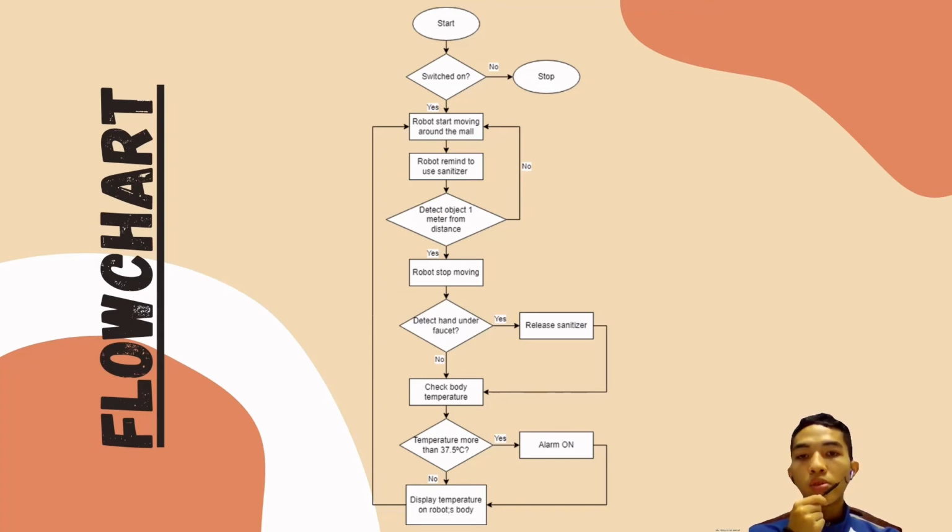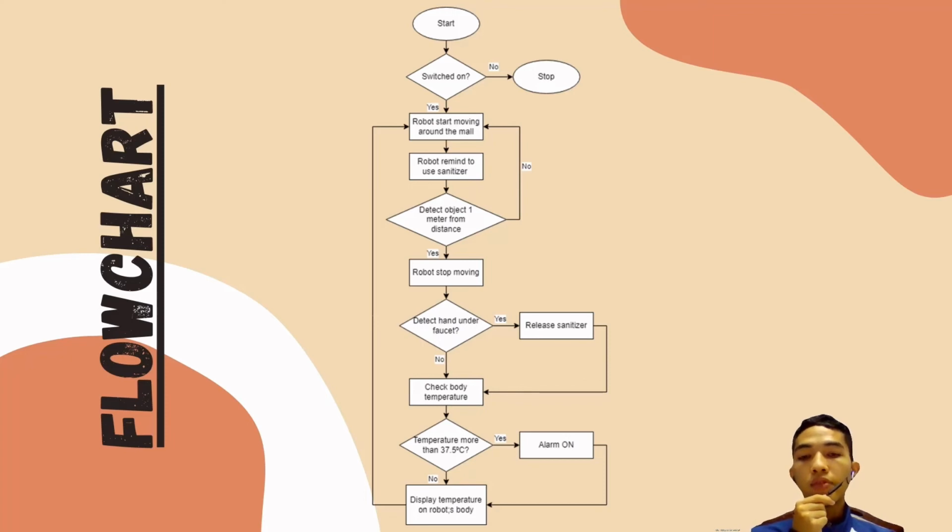When it stops moving, if it detects a hand under the faucet, it will release the sanitizer and then check the user's body temperature. If not, it will go straight to checking the user's body temperature. And if the temperature exceeds 37.5 Celsius, the alarm will be turned on to notify the user, and it will display the temperature on the LCD.